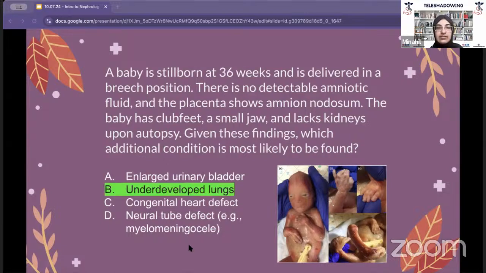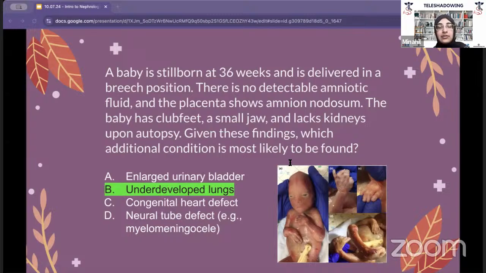So the correct answer here is B, because this scenario is presenting with Potter sequence, which is resulting from that severe lack of amniotic fluid, aka oligohydramnios. Normally the amniotic fluid is produced in part by the fetal kidneys. However, in cases like this one where there's bilateral renal agenesis, or the absence of both kidneys, the amniotic fluid is drastically reduced. This absence of fluid restricts the fetus's ability to move freely, which leads to physical deformities such as club feet and micrognathia, which is a small jaw.